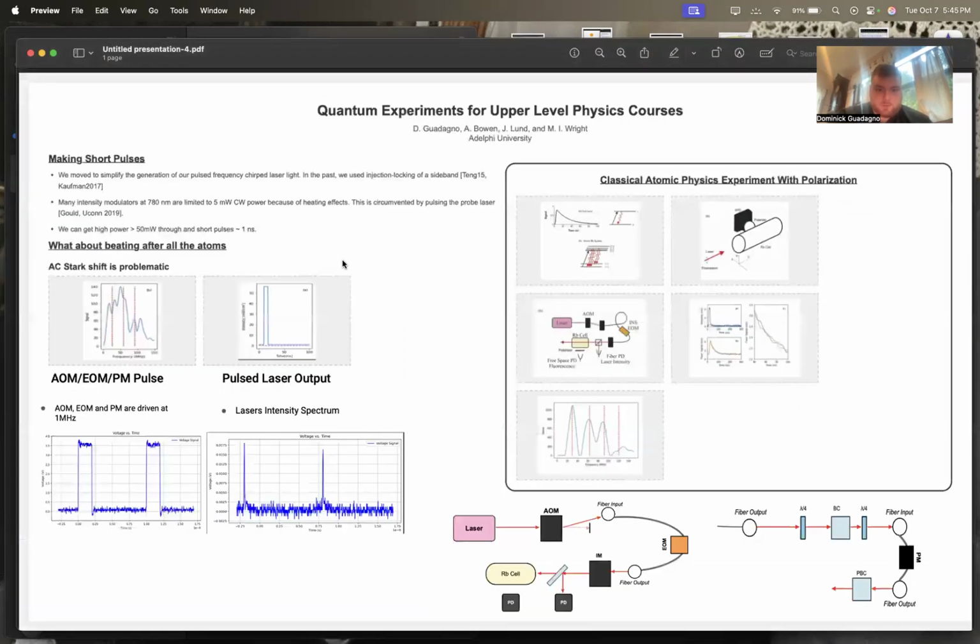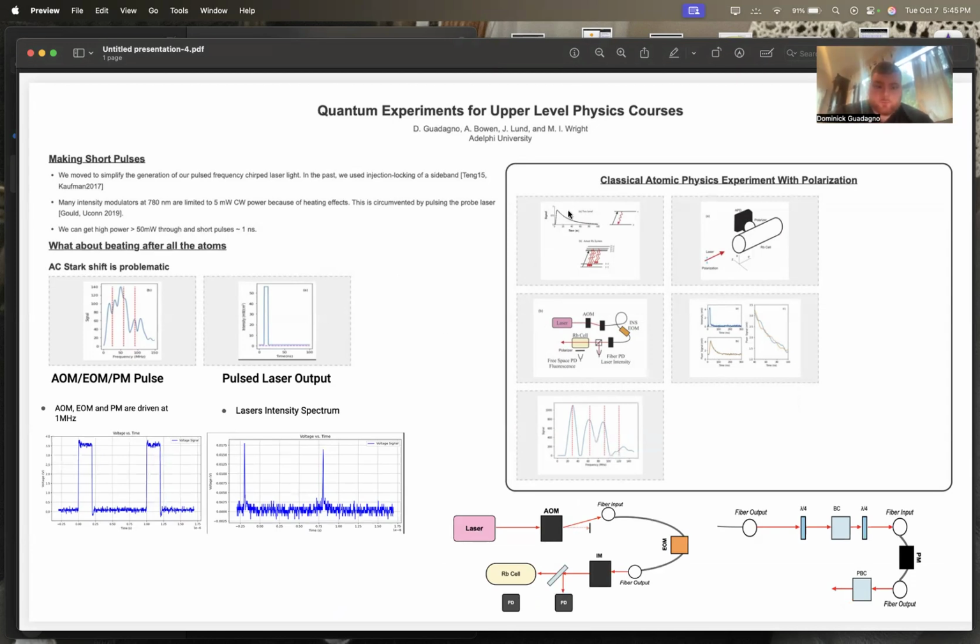I am a senior physics major at Adelphi University. I'm actually a math physics dual major, but that's neither here nor there. I work under Professor Matthew Wright, and right now we are working on an experiment regarding quantum beat spectroscopy in rubidium atoms.